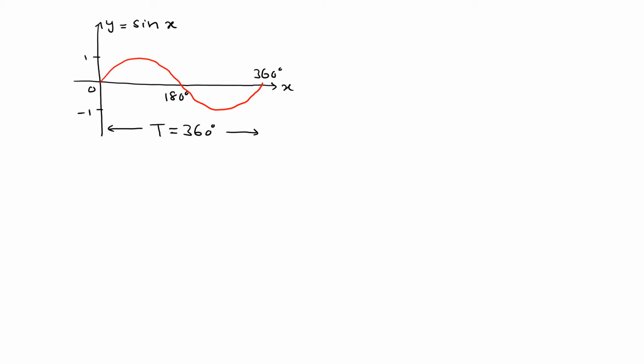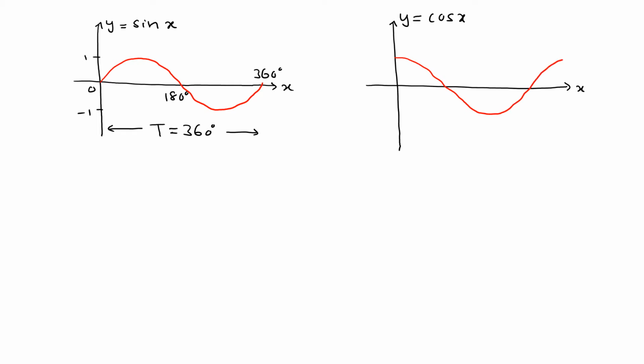And then let's look at the cosine graph. The cosine graph is also periodic. The difference between sine and cosine is that cosine starts at 1 and then goes down. So the cosine graph looks like this. Go down and then go up. This is also periodic, so the period is also 360. So this is one cycle.